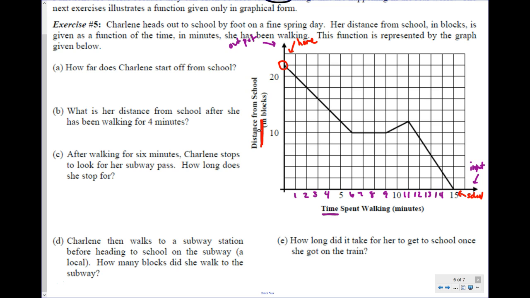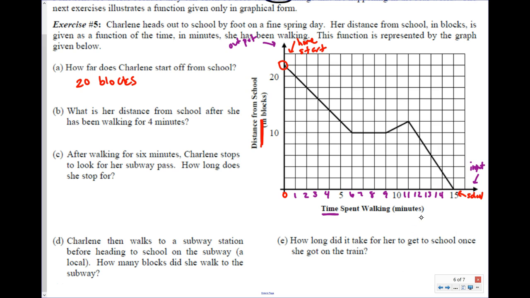Okay, now let's take a look at the questions. A says, how far does Charlene start off from school? Well, when she starts, her time is at 0. So, how far away is she? She's 20 blocks. She's here when she starts. This is her starting point. She's starting at home, and she's 20 blocks away.